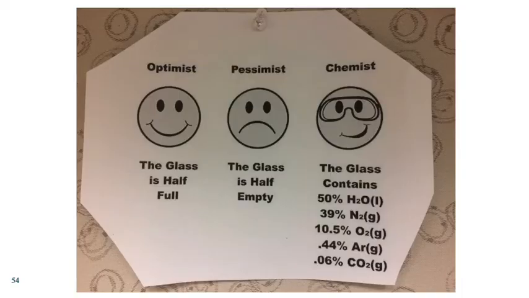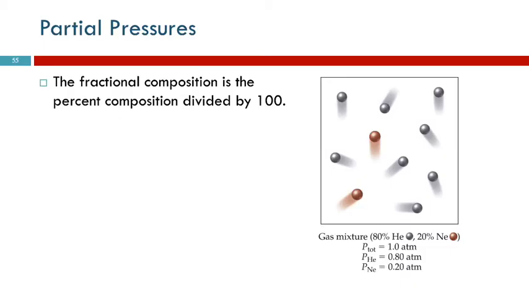My son sent me this earlier this fall. You've heard the optimist says the glass is half full and the pessimist says the glass is half empty. The chemist says the glass contains 50% water, right? That's half full. 39% nitrogen, 10.5% oxygen, 0.44% argon, and 0.06% carbon dioxide. Because it's half air. This is what happens when your children become chemists, too.